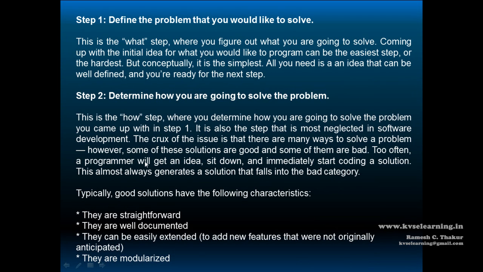Too often a programmer will get an idea, sit down and immediately start coding a solution. This almost always generates a solution that falls into the bad category. What does it mean? It means that first of all we have to define the problem. Once the problem is defined, then we have to write down the solution to the problem, how the problem is going to be solved, and then we will move to the coding part.